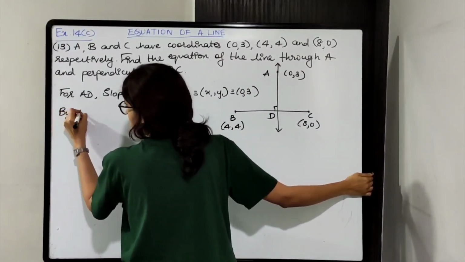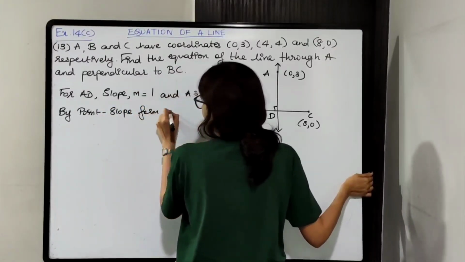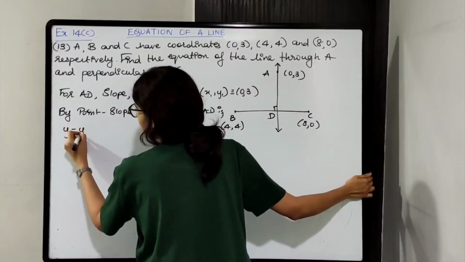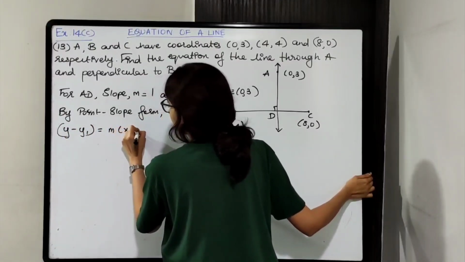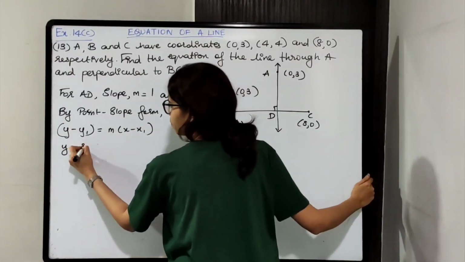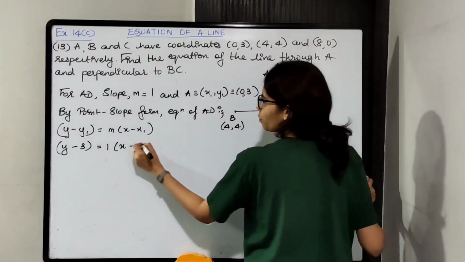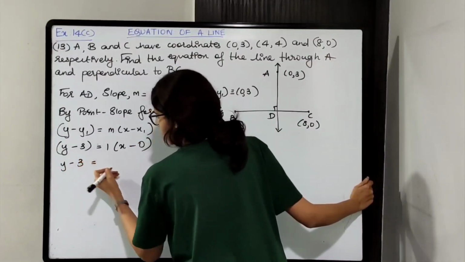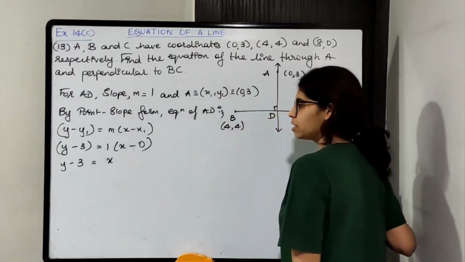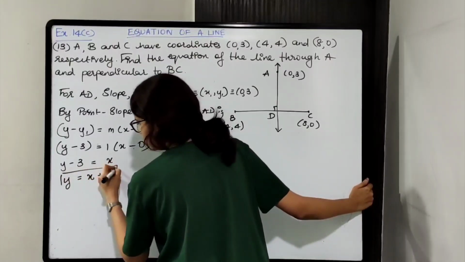So by point slope formula, equation of AD is y minus y1 equals m into x minus x1. y minus y1 is 3, equals m is 1 and x as it is, x1 is 0. y minus 3 equals 1 into x minus 0 will give me x. 1 into x, x minus 1 into 0 is 0. y is equal to x, shifting over here, plus 3. This is the equation of the line.